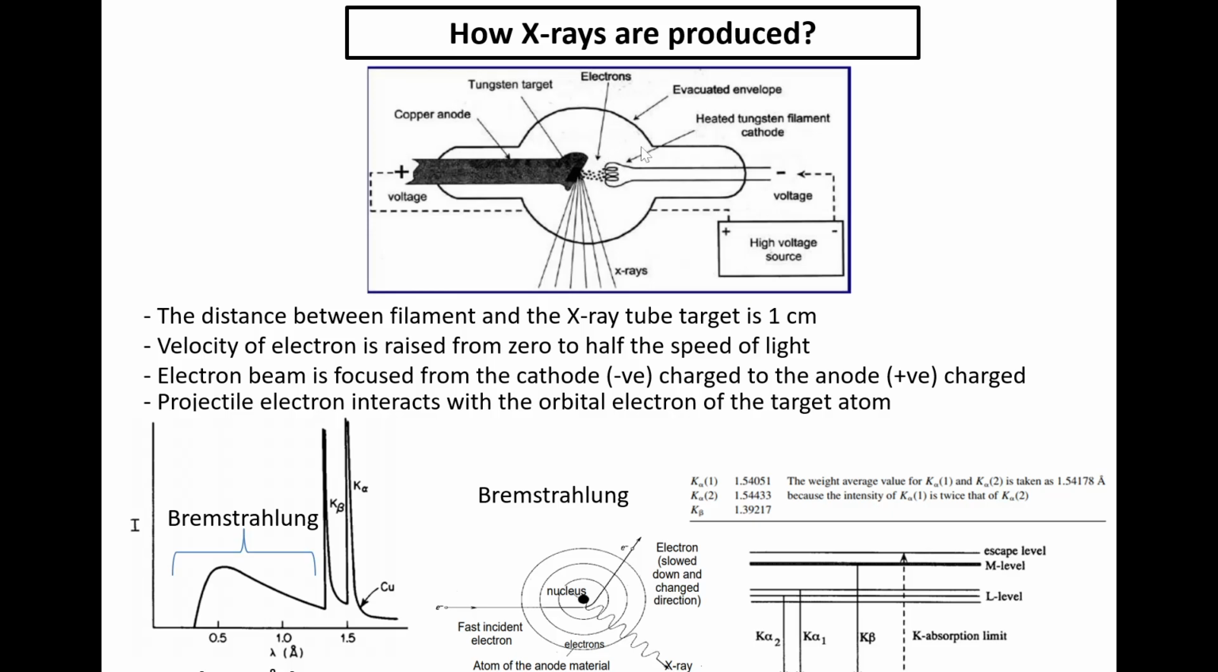But here there is no air molecule, there is vacuum. So these electrons will move at a very fast rate and try to hit this anode. This anode is actually made up of certain materials or metals like copper or molybdenum.